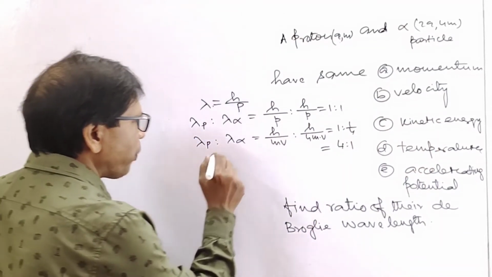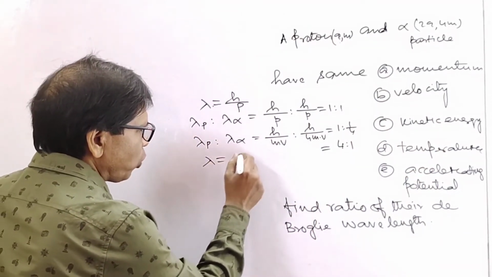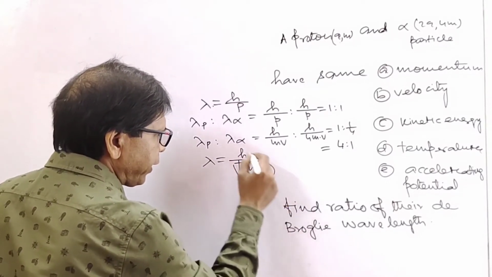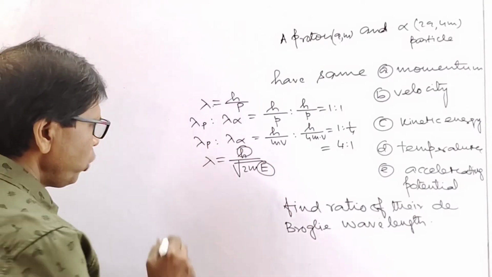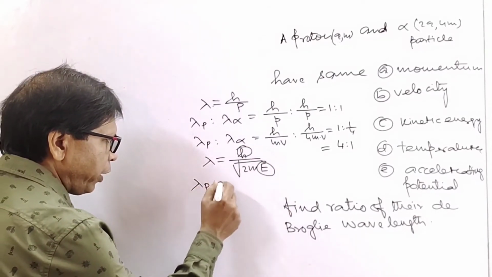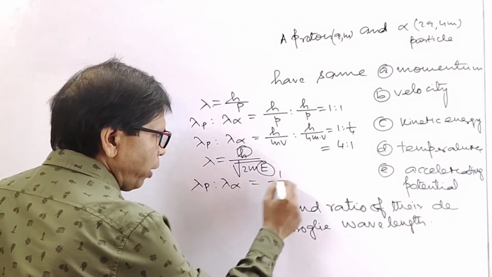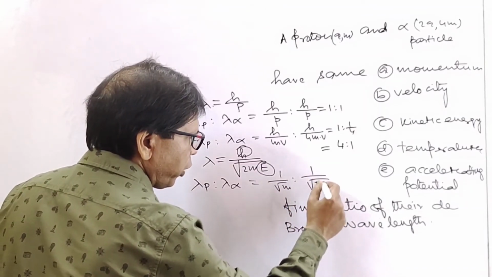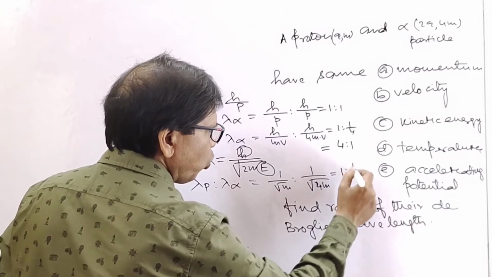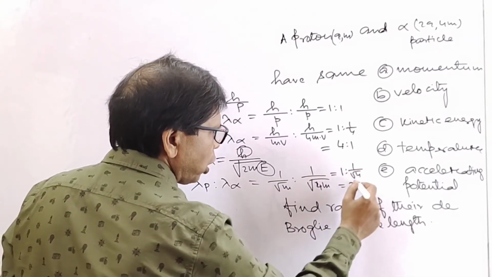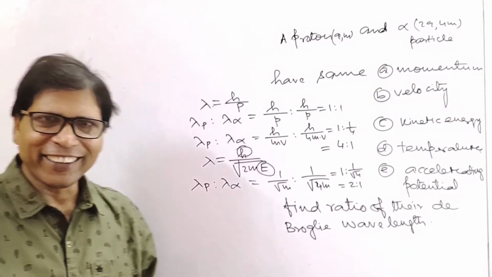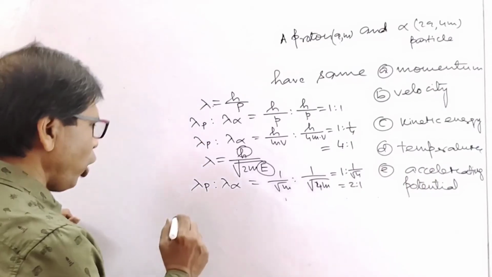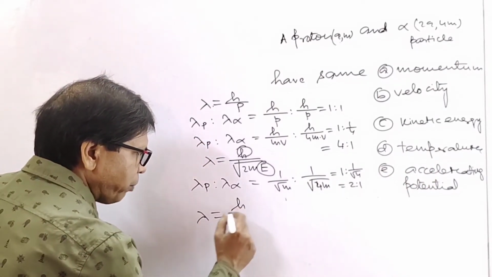Now in terms of kinetic energy, lambda is equal to h by root under 2mE. Here kinetic energy and h are constant. So here lambda p is to lambda alpha: 1 by root under m is to 1 by root under 4m. Therefore, this is 1 is to 1 by root 4, so this is 2 is to 1. Okay? Understood?